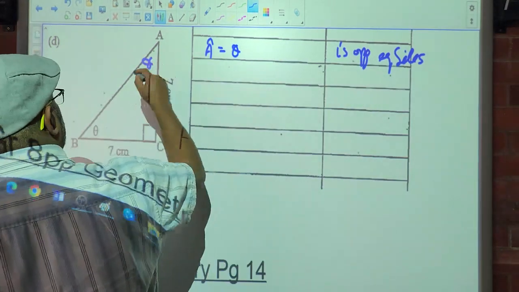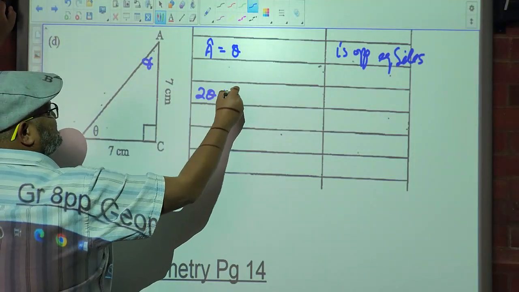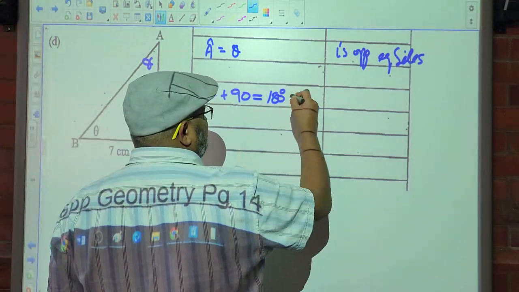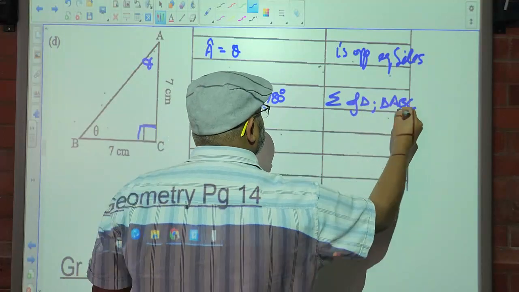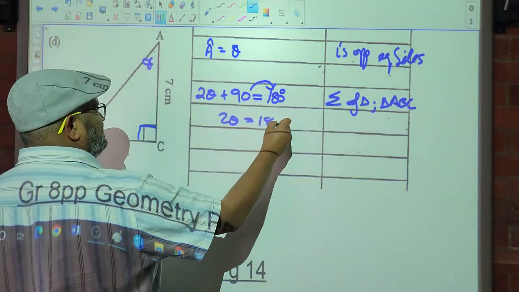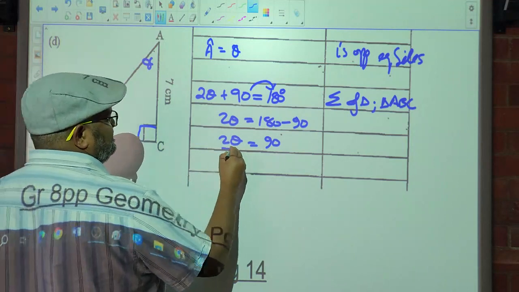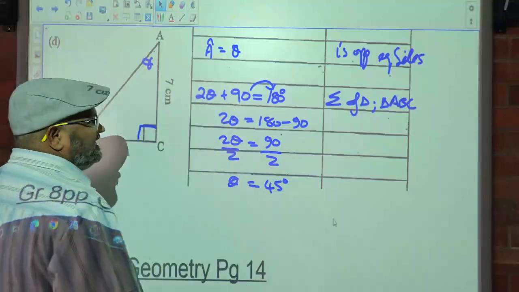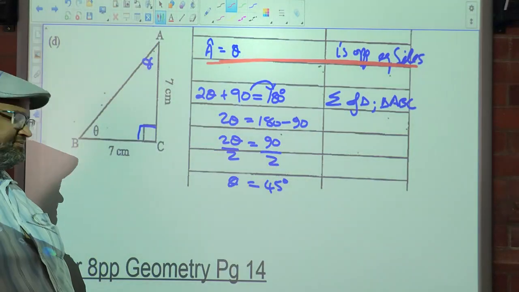So if this is theta, I'm going to solve theta now. Sum of triangles. So theta plus theta plus 90, we'll agree that is 90, equal to 180. Why? Sum of triangles, and this triangle ABC. Take it over the equal sign. 2 theta is equal to 180 minus 90, which is 90 degrees. Now what? Divide by 2. So theta is equal to 45 degrees. Again, people, if you're going to leave this out here, you're going to lose marks. Okay.